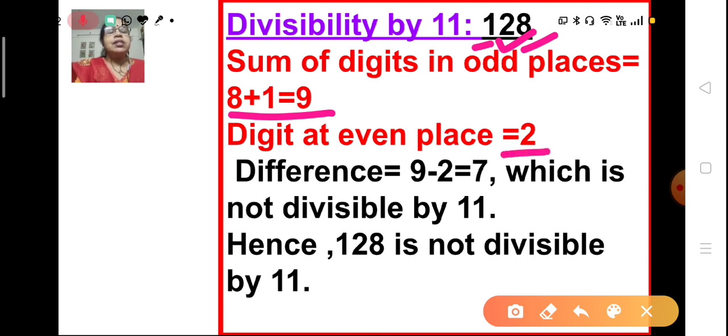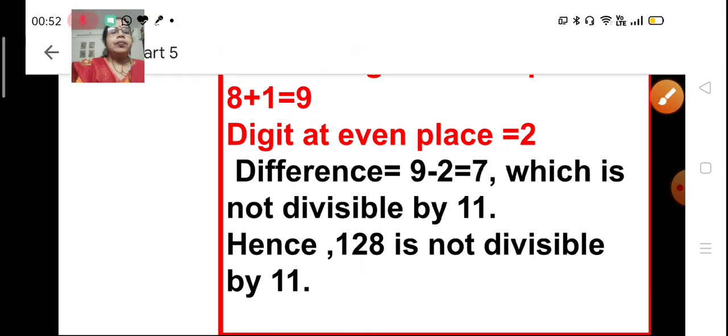And what is their difference? 9 minus 2 is 7. And we know 7 is not divisible by 11. So the number 128 is also not divisible by 11.